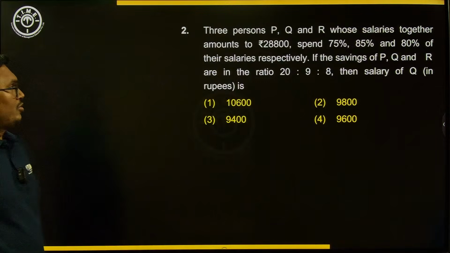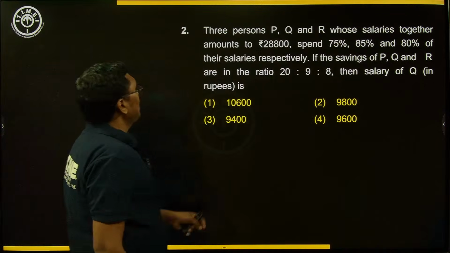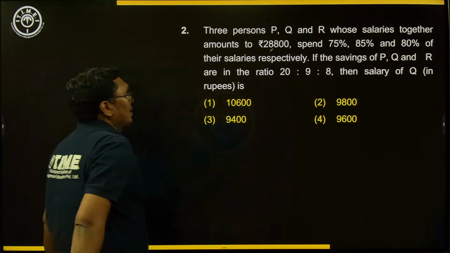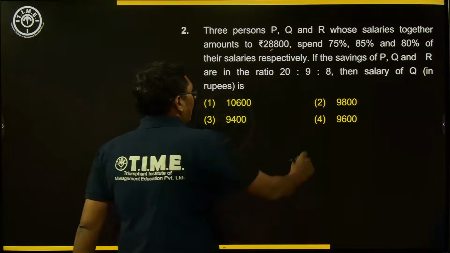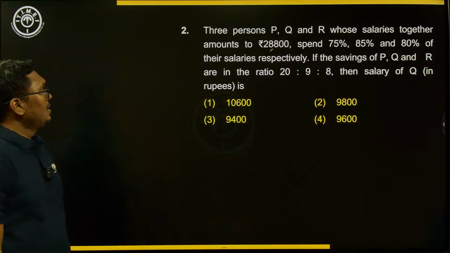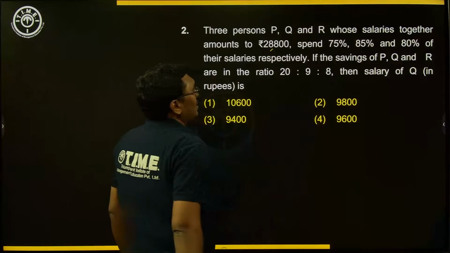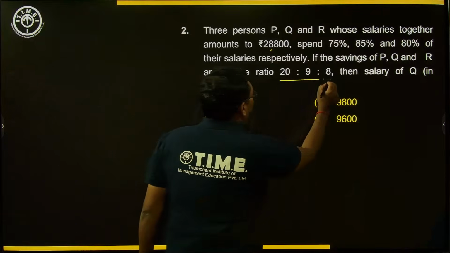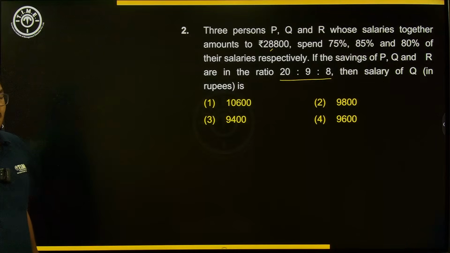Yeah, see the second question. So 3 persons P, Q and R whose salaries together amount to 28,800, right? So P spends 75% and Q spends 85% and R spends 80% of their respective salaries. And if the savings of P, Q and R are in the ratio 20, 9 and 8, then find the salary of Q.